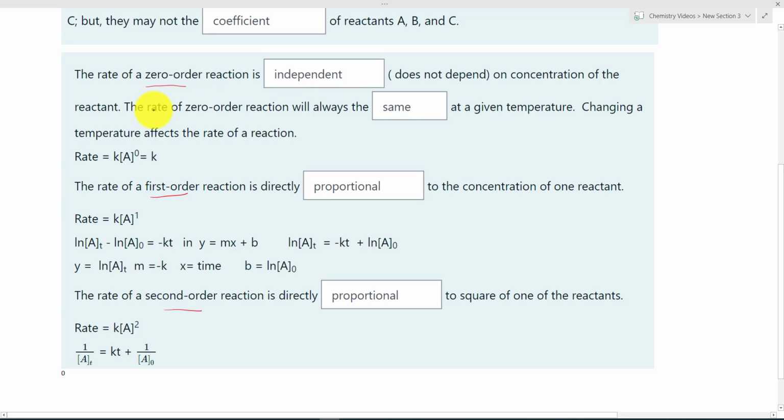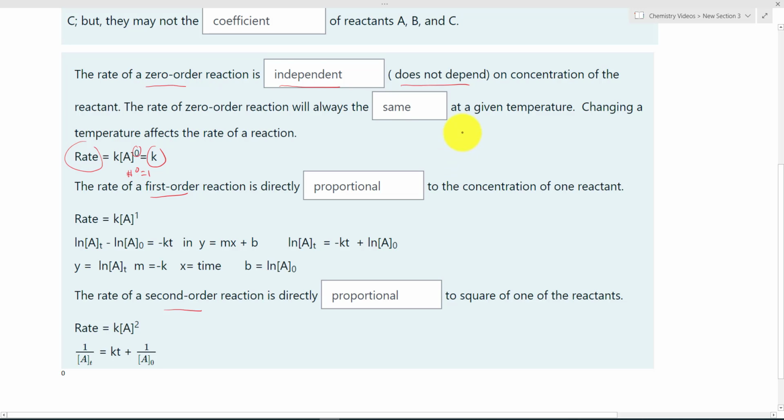First thing we have is the rate of the zero order reaction. Well, in this zero order, the rate is independent, and basically independent means it does not depend on the concentration of the reactant. As you can see here in the rate law, notice how the concentration is to the zero, and anything to the zero power equals 1. And that's why the rate is going to be constant.